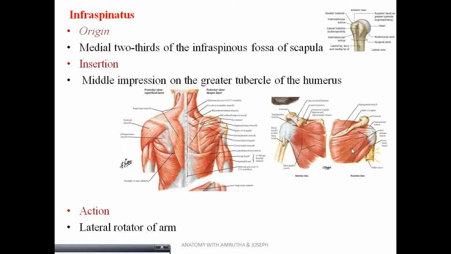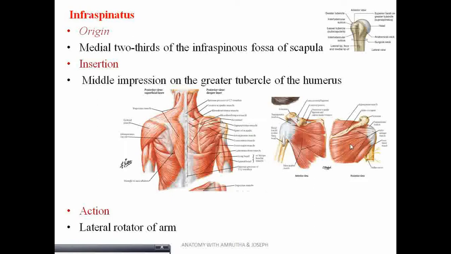Infraspinatus originates from the infraspinous fossa, medial two-thirds. Insertion: middle impression on the greater tubercle of the humerus. So it is inserted to the middle impression of the humerus. It has an upper impression where supraspinatus is inserting, and a middle impression where infraspinatus is inserting. Action: lateral rotator of the arm.